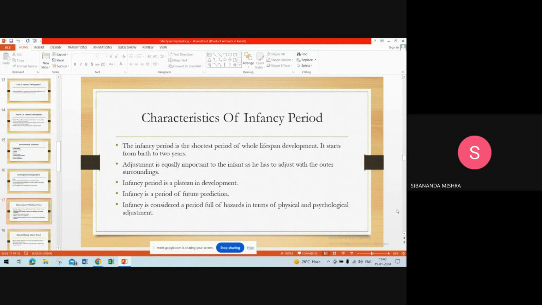And the infancy period is a plateau in development. It means in this period, the child gains weight, height, and other development. Infancy is a period of future prediction. Next, infancy is considered a period full of hazards in terms of physical and psychological adjustment. So these are the characteristics of the infancy period.